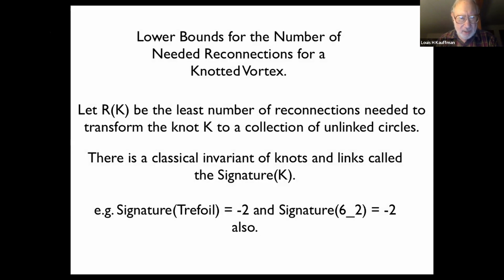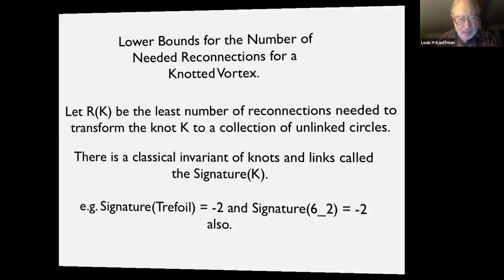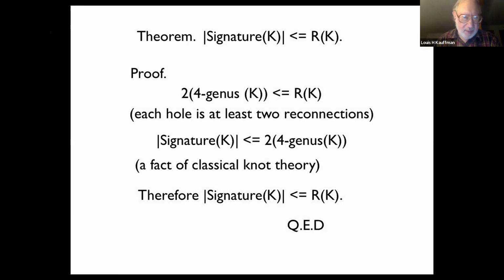So what about some bounds? Well, one bound that we can use, and I'm going to go quickly because there are a number of things I wanted to say this time, so I'm just going to state the theorem. The signature of the knot in absolute value is less than or equal to the reconnection number. And the reason for that is that twice the 4-ball genus is less than or equal to the reconnection number. And the signature by Murasugi's theorem is less than or equal to twice the 4-ball genus. So therefore, the signature in absolute value is less than or equal to the reconnection number.